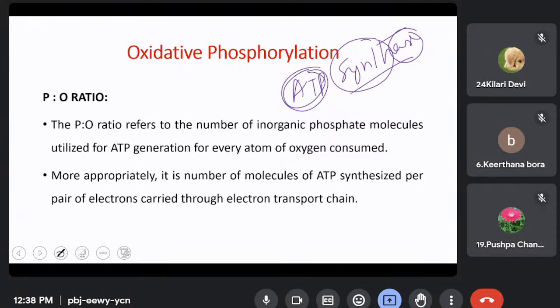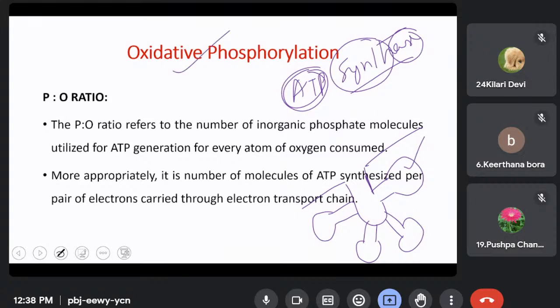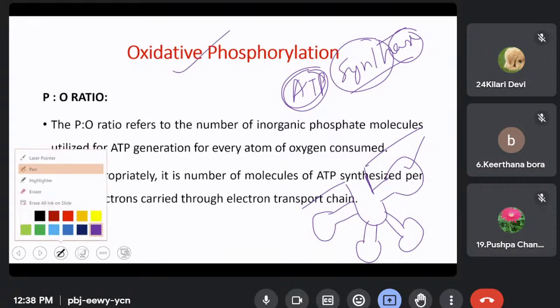And this is accomplished by the cristae of the inner mitochondrial membrane, which have F1 particles. So throughout its length, each crista has a number of F1 particles, and F1 particles are the sites of oxidative phosphorylation. It depends on the P to O ratio.